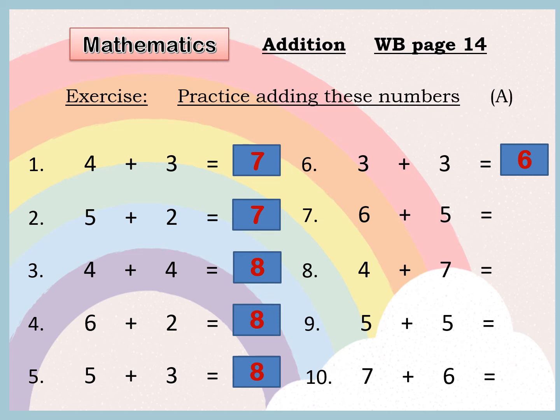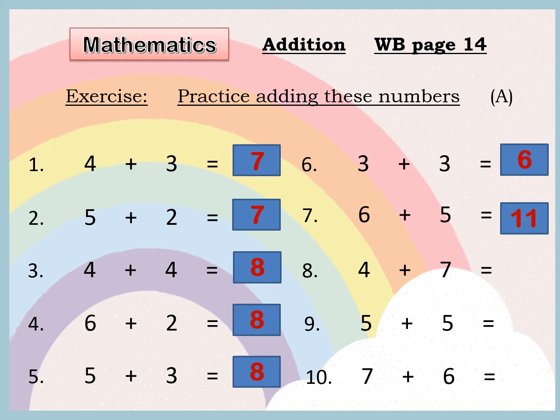So try to remember number 6. Put number 6 in your mind, in your head. And then number 5. Count number 5 in your fingers. 1, 2, 3, 4, 5 in your fingers. So 6 and 5. 6 in your mind, 5 in your fingers. 6, 7, 8, 9, 10, 11. 6 plus 5 is equals? Yay! Is equals 11. Very good.